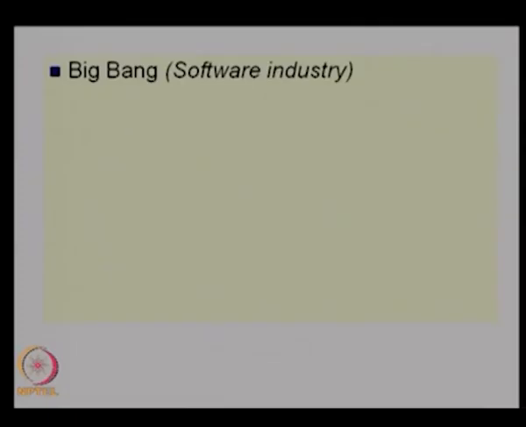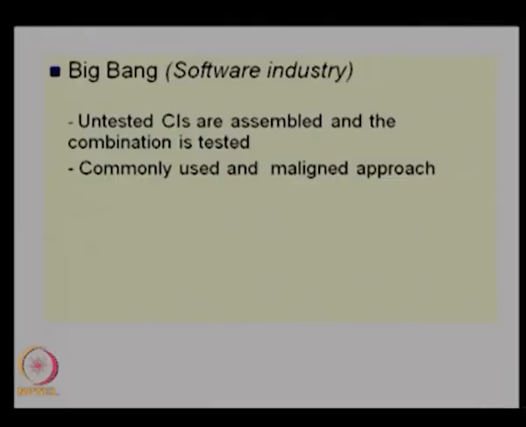And the other one is known as a big bang approach, and this is basically used in the software industry, because the software industry has a different way of working. So, they do not go for a bottom up approach or a top down approach, they basically go for a big bang approach. In this big bang approach, the untested CIs are assembled and the combination is tested.